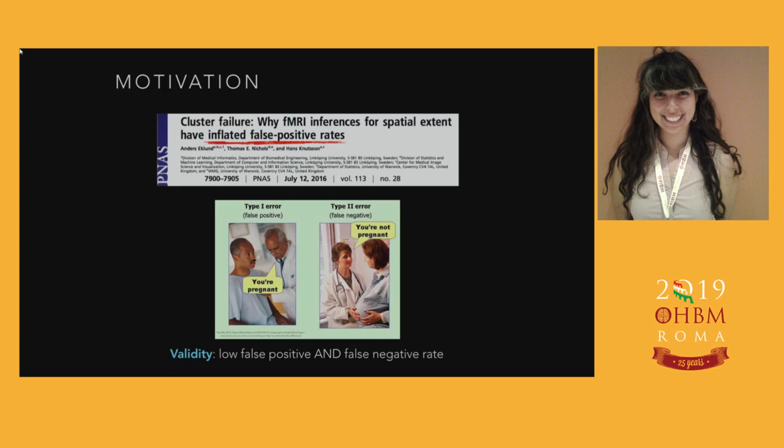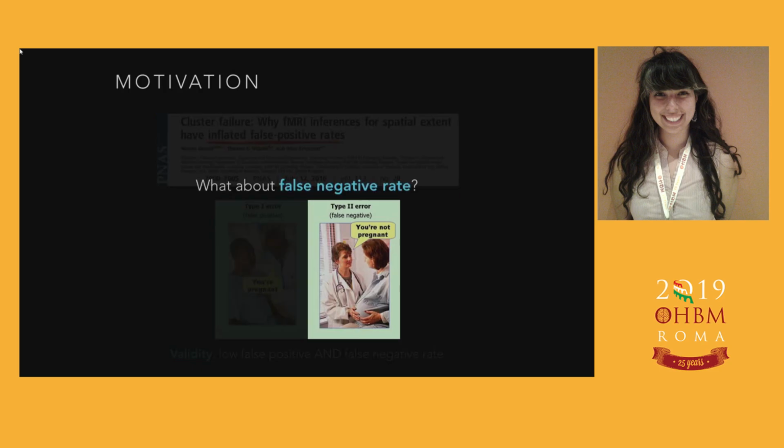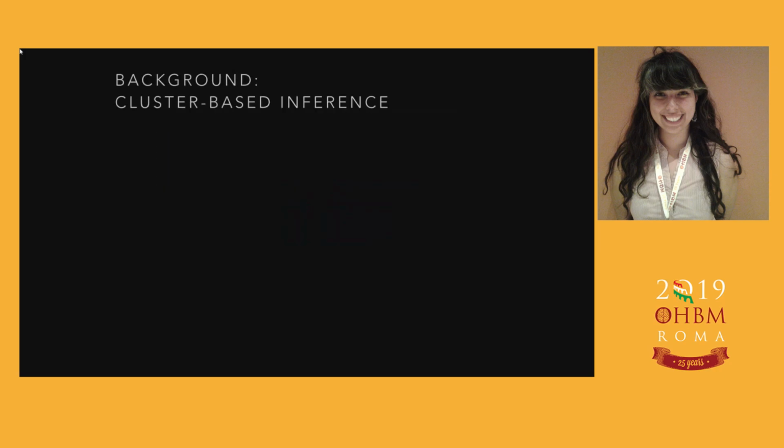So today I'm going to look at the false negative rate in cluster-based inference. And often you're going to hear me refer to this as the true positive rate, which is 1 minus that type 2 error. So let's talk a little bit about cluster-based inference for those of you who are a little less familiar. And I'm just going to try to give you a very high-level intuition for this.